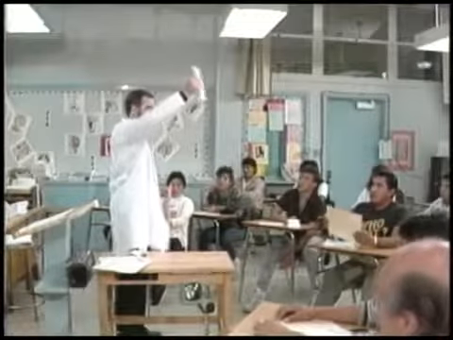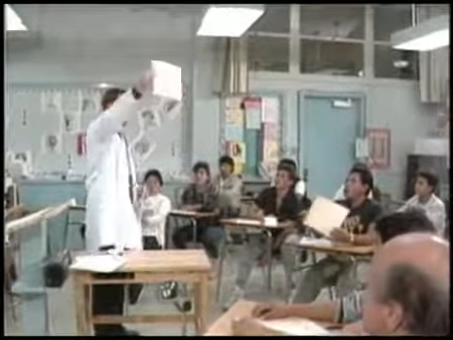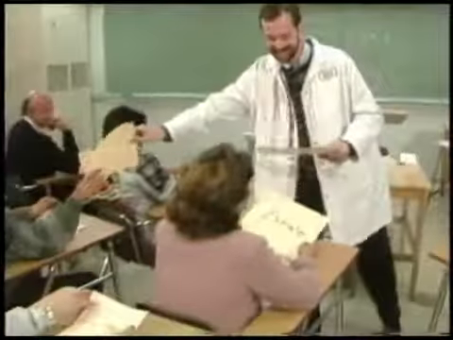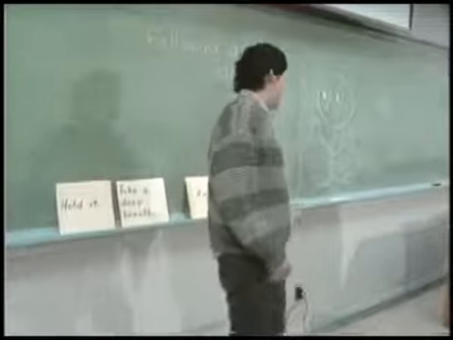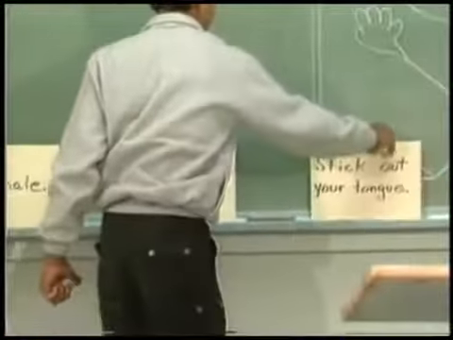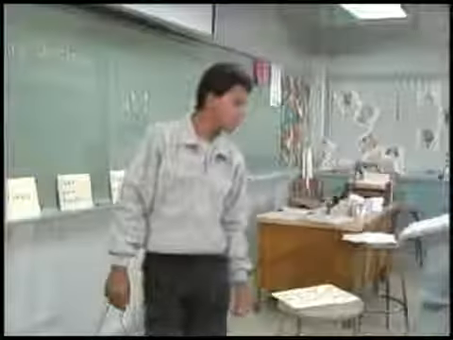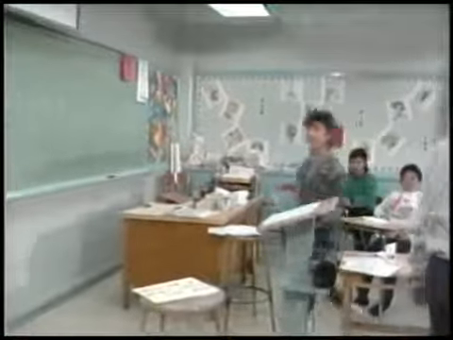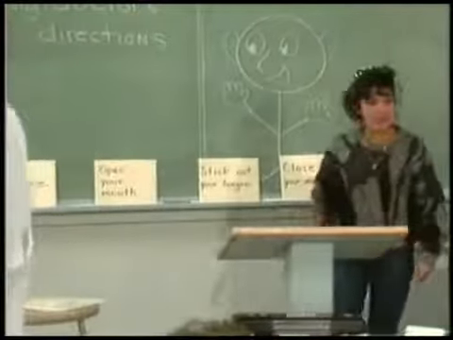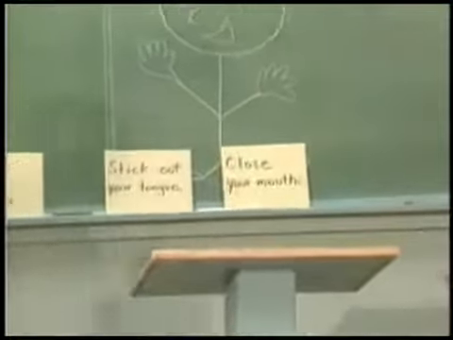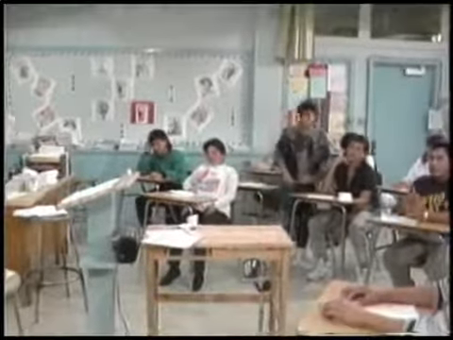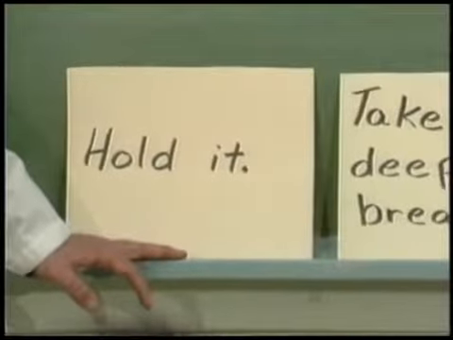First, he reads the commands written on cards, and the students follow the instructions. Who can do that? Next, he distributes the cards to the students who can read them, and they place them on the chalkboard rail in the proper order. Stick out your tongue. Close your mouth. Is that the right order? Hold it. Is that the first thing we do?